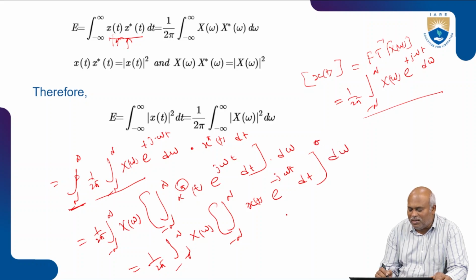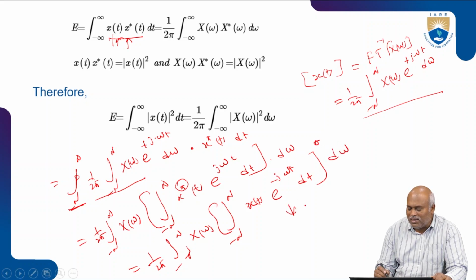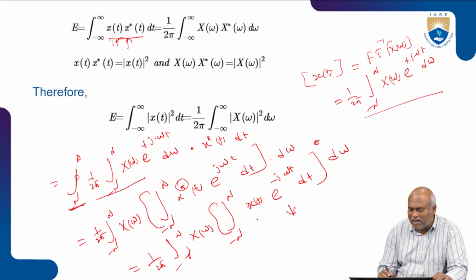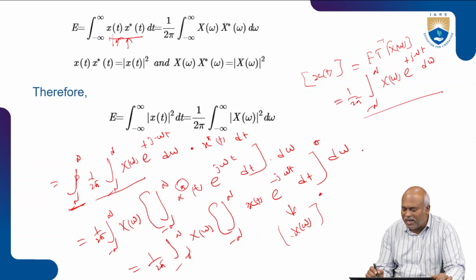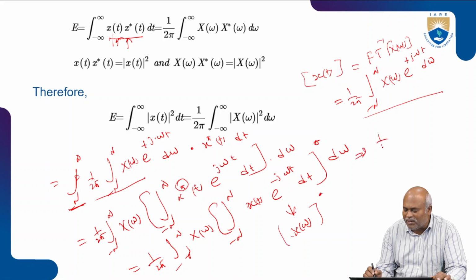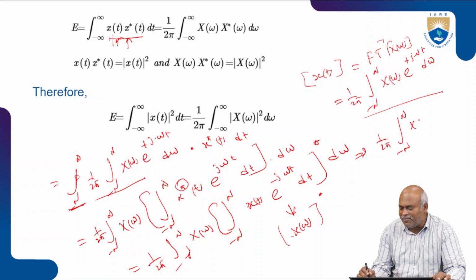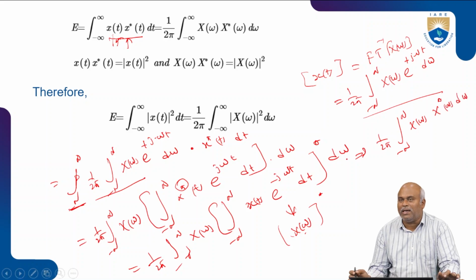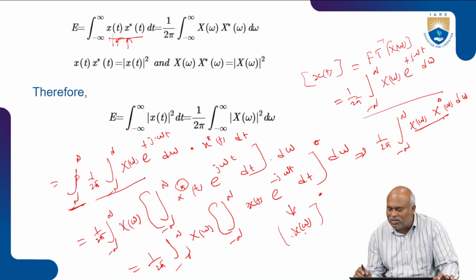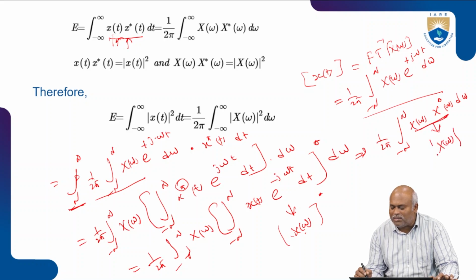Then d omega. What is its value? If you take the whole star, this value is represented as x of omega. This star is going to happen here. Now I should write this equation as 1 by 2 pi integration of minus infinity to plus infinity x of omega, this is x star of omega d omega. Now these two terms I should write as x of omega mod square.